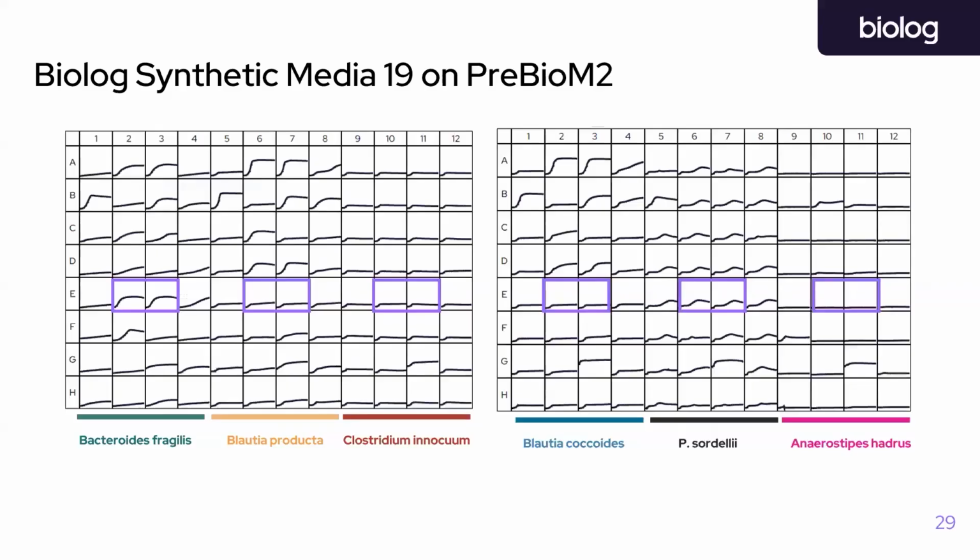For PreBioM 2, we can see less growth across the plates. This is largely attributable to the need for specialized enzymes to break polysaccharides into smaller molecules. In row E, we can see B. fragilis being significantly better at using two prebiotic substrates than the other 5 microbes.